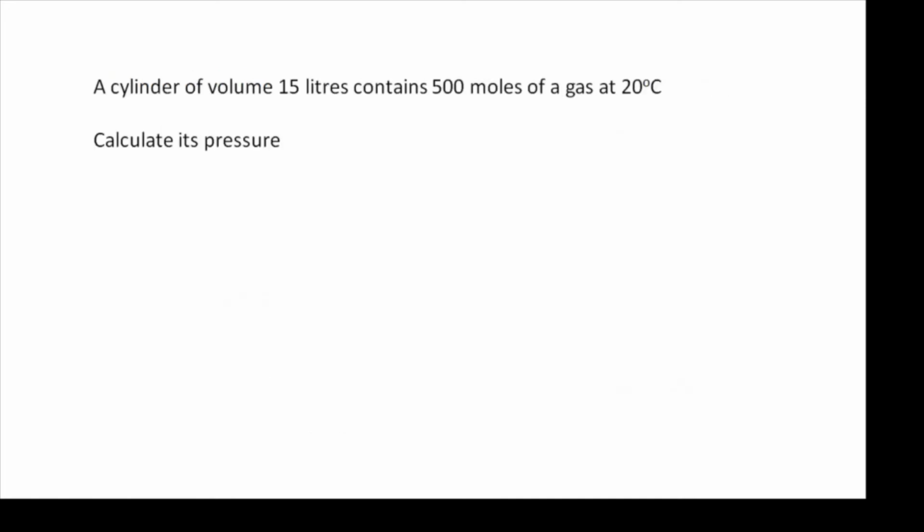Here's a problem for you to do. A cylinder of volume 15 litres, so that's 15 times 10 to the minus 3 meters cubed, contains 500 moles of a gas at 20 degrees C. Calculate its pressure. Work it out.